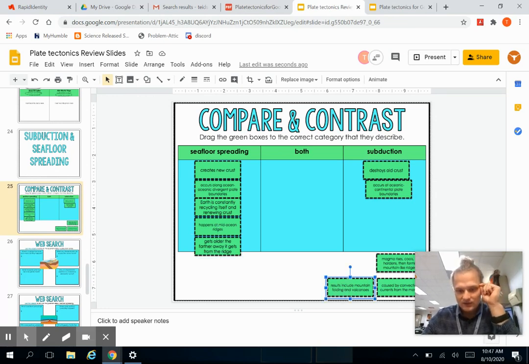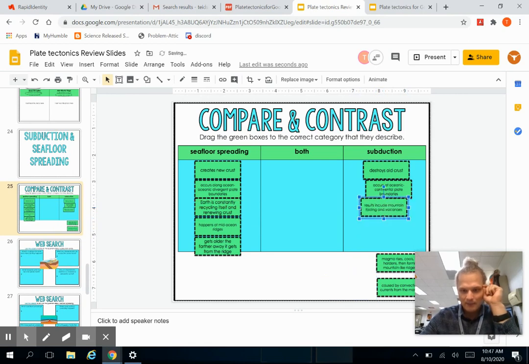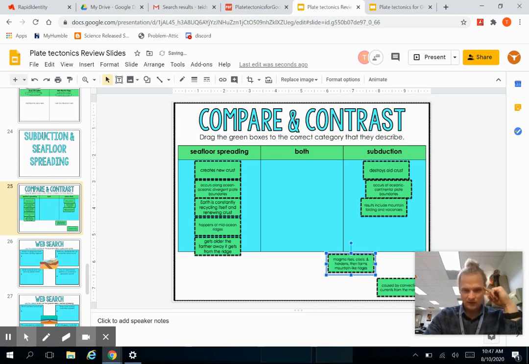All right, results include mountain folding and volcanoes. Subduction. Okay, again, that crust is going underneath, and so the lava is being formed and then is going to come up out of it. All right, magma rises, cools, hardens, and forms mountain-like ridges. Okay, again, that's going to be subduction.